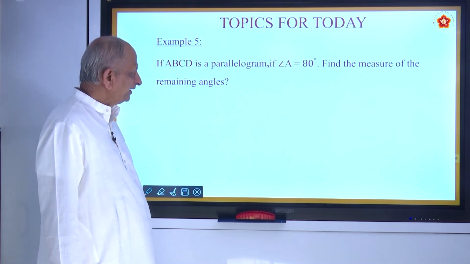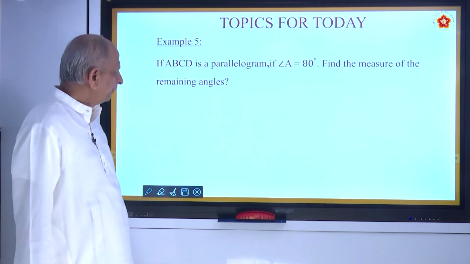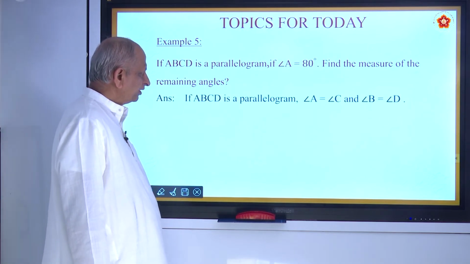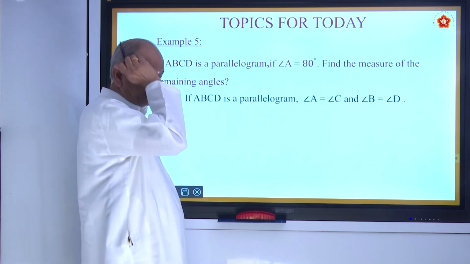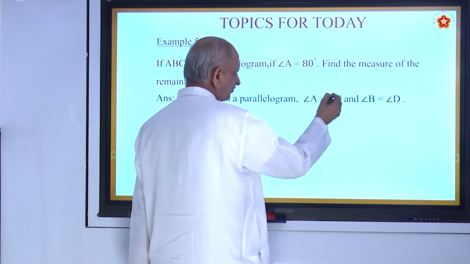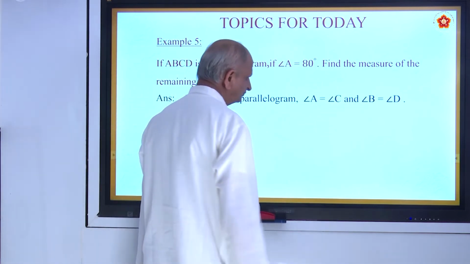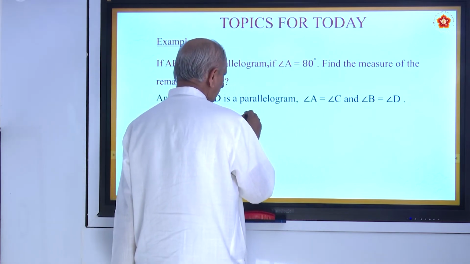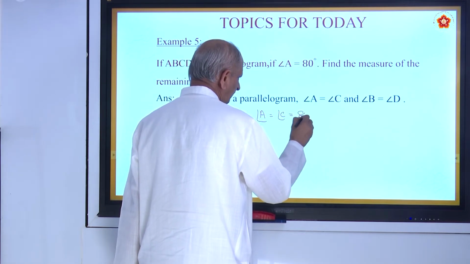ABCD is a parallelogram. If angle A is equal to 80 degrees, find the measure of the remaining angles. So in a parallelogram, there will be how many angles? There will be 4 angles. The names are A, B, C, D, or P, Q, R, S, anyone. So if A is 80, A is equal to C, because opposite angles are equal. And also B is equal to D. Then each angle becomes how much? Therefore, angle A is equal to angle C is equal to 80 degrees.